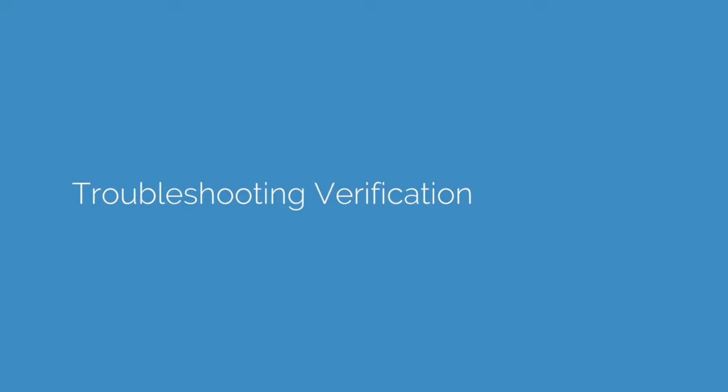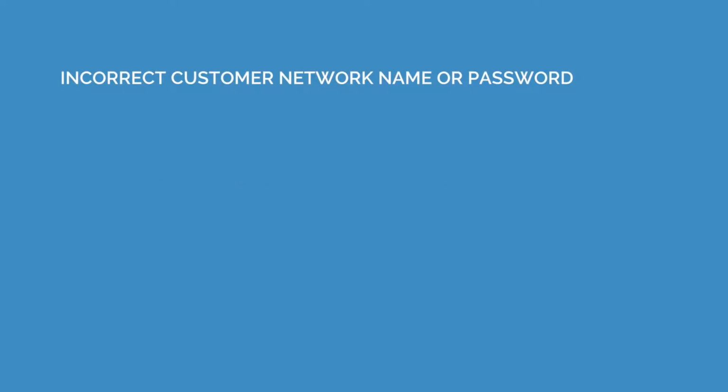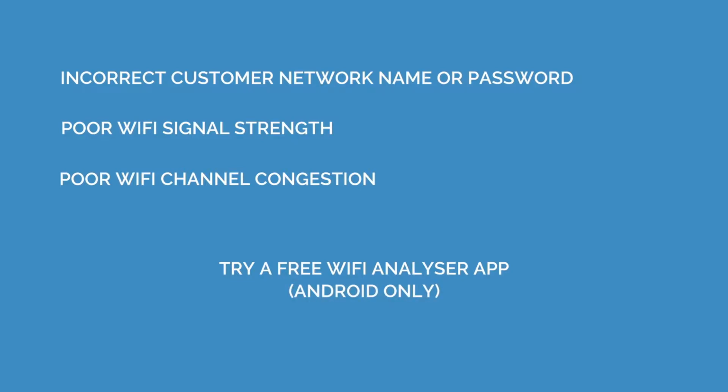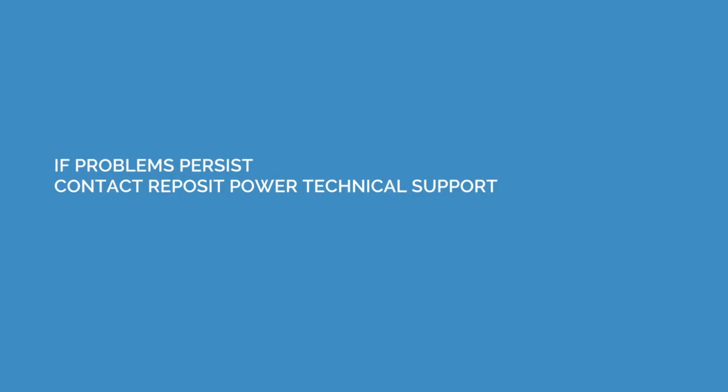If it still fails to verify, then it is usually one of the following issues: incorrect customer network name or password. To check this, try connecting another device to the customer's Wi-Fi network to verify that it can connect with those credentials. Additionally, it can be caused by Wi-Fi signal strength or Wi-Fi channel congestion. The latter two can be diagnosed with the free Android Wi-Fi Analyzer app. Unfortunately, no suitable iPhone alternative exists. If problems persist, contact Reposit Power technical support.